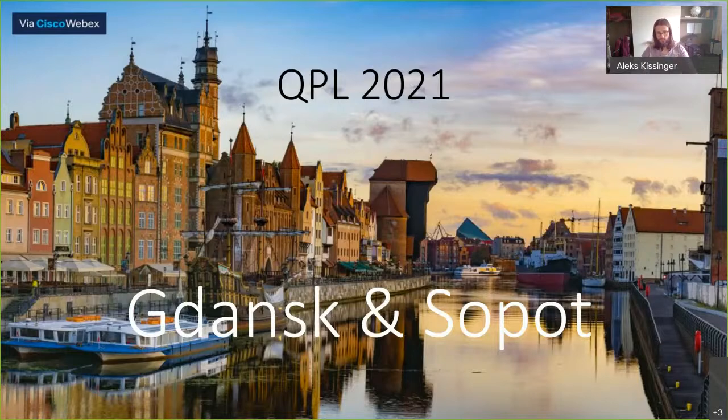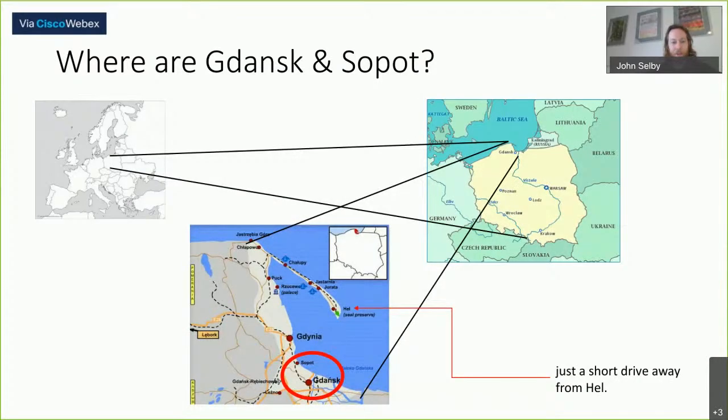Okay, great, thanks. So I would like to announce that QPL next year is going to be held in Gdansk and Sopot. This is a picture of Gdansk. It's a very pretty city. Where are they? Well, they're in Europe, which is this place here. In particular, they're in Poland, which is this country here, on the coast in the north on the Baltic Sea. Interestingly, they're a very short drive away from Hell and a seal sanctuary, so we can have a trip there if we want.